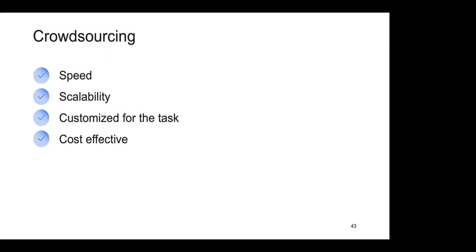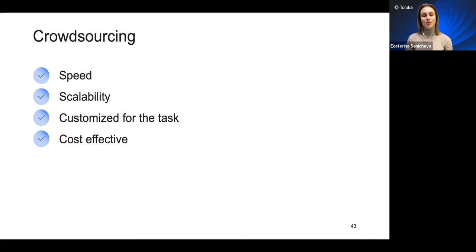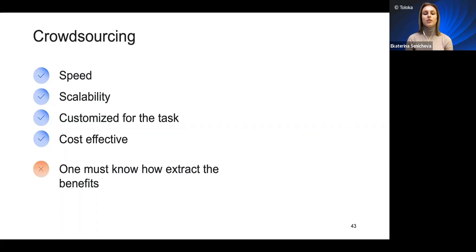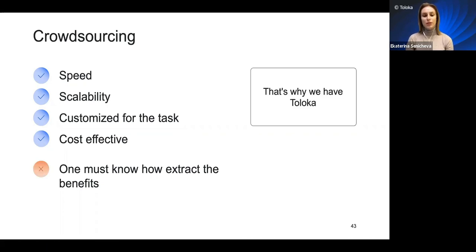Another approach to get your data labeled would be to use crowdsourcing. It sounds like a miraculous instrument because it allows you to be fast and scalable, it is customizable for any task you have, and because there is a way to create a free market, it is cost effective. Unfortunately, one must know how to extract the benefits of crowdsourcing. That's why we have Toloka. Also, for all these benefits to work out, you have to invest in quality control tools that you use while labeling your projects.